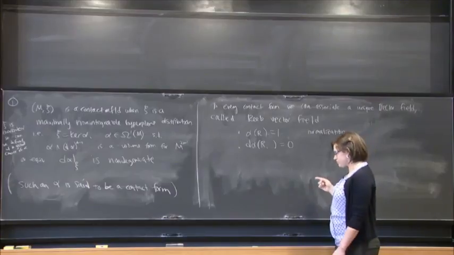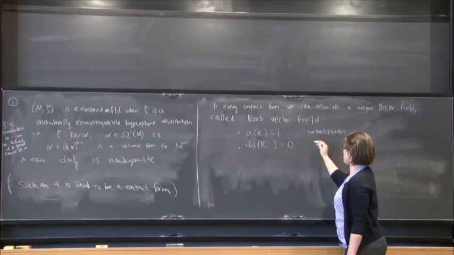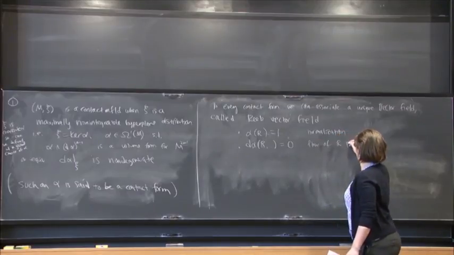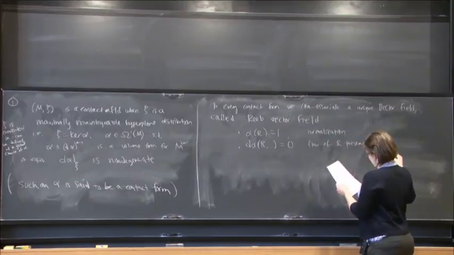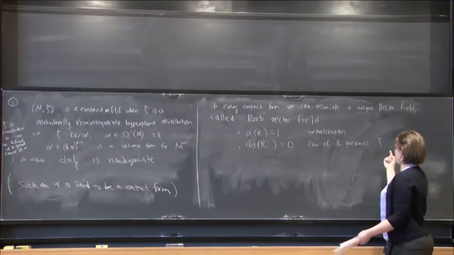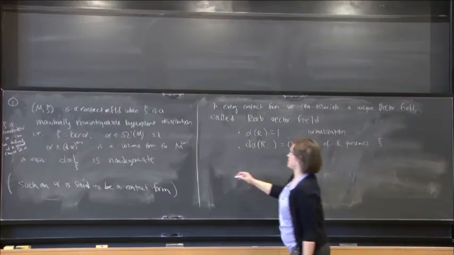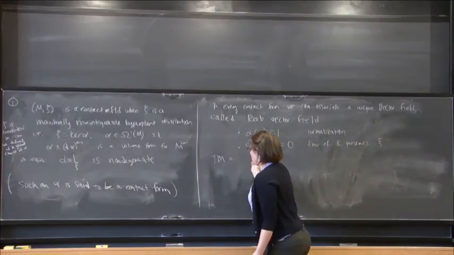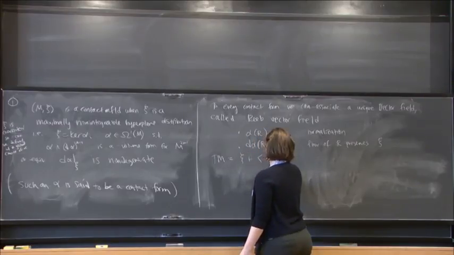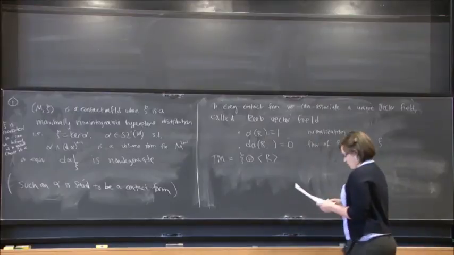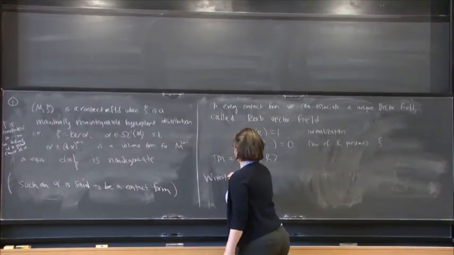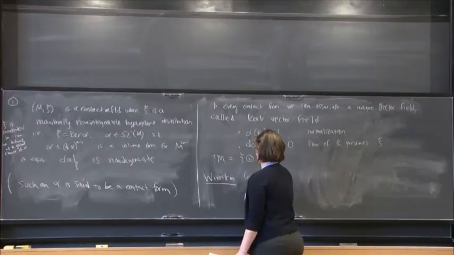And then d alpha of R being equal to 0 means that the flow of R preserves the contact distribution C. Or you can say that the flow of R is transverse to C. And also this tells you that the tangent space of M can be written as the contact distribution plus the Reeb component. Okay. And then sort of a famous conjecture in contact geometry is the Weinstein Conjecture.